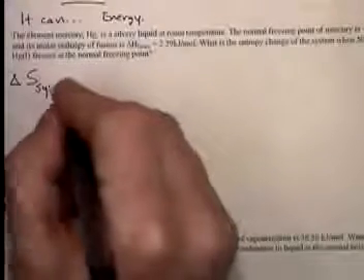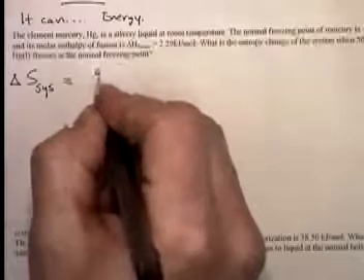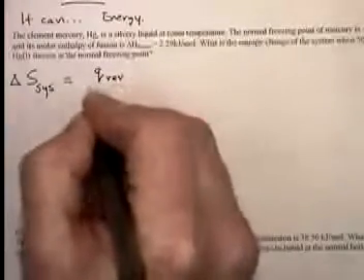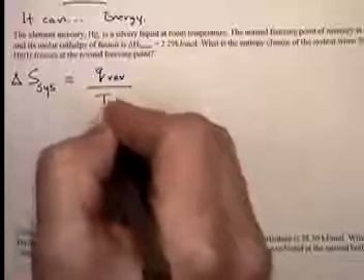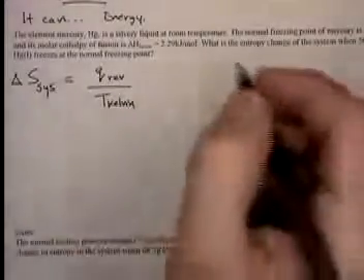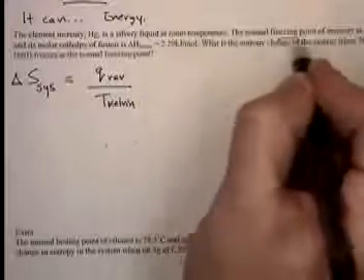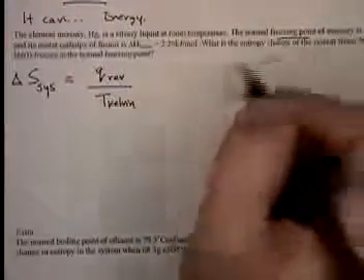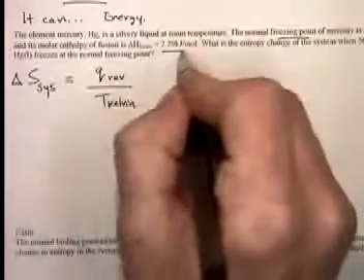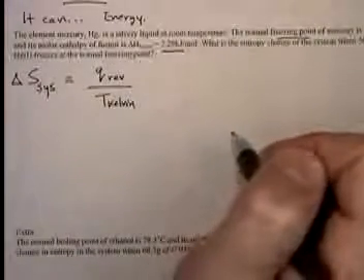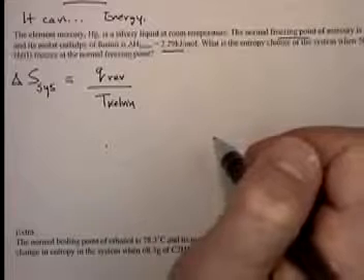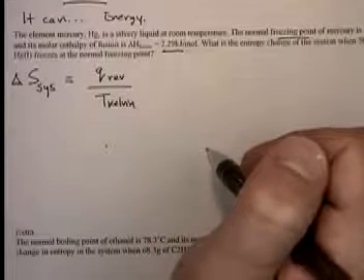Well, an equation to describe the entropy of the system is that the heat of the reversible process divided by the Kelvin temperature can tell us the entropy of the system, usually when it's at a point where it's going to have a phase change or a change in state. This question says, the element mercury, a silvery liquid, is at room temperature. The normal freezing point of mercury is negative 38.9, and its molar entropy of fusion is 2.29 kilojoules per mole. What is the entropy change of the system when 50 grams of it freezes at the normal freezing point?